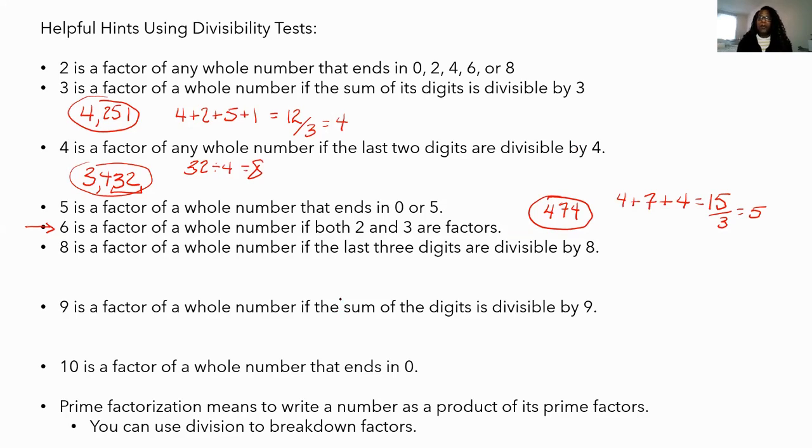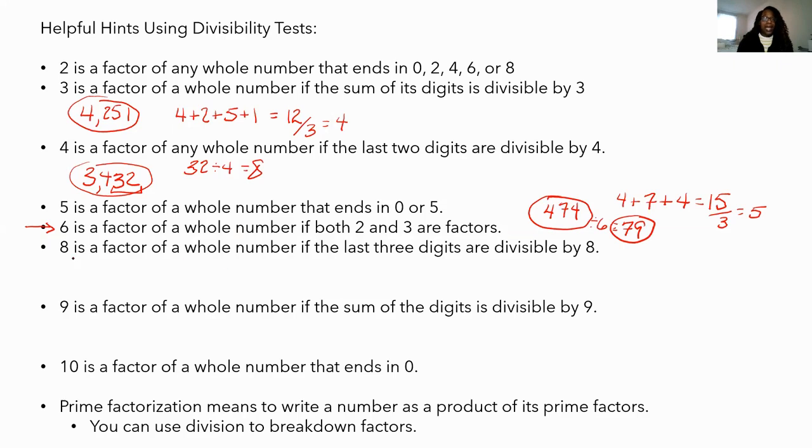So if it works for both 2 and 3, that means it can be divisible by 6, all right? So if I tried to divide that 474 by 6, let me put my division by 6. Last time I checked, I think that's a 79. So that will give me an answer of 79 without a remainder. So that means 474, the best bet will make it divisible by 6.